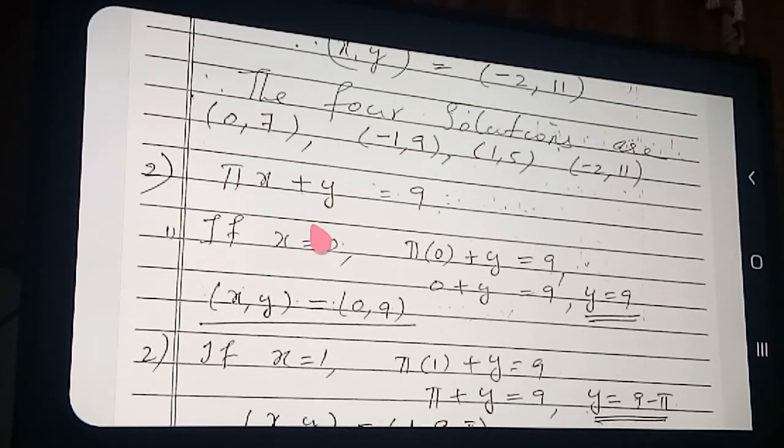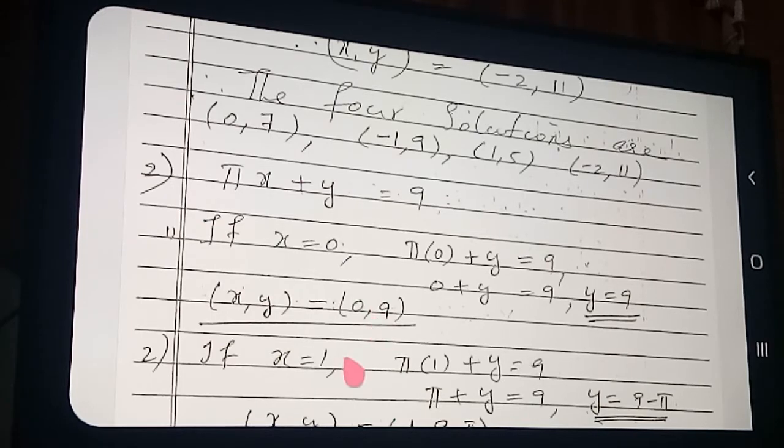For the next question the method is also the same, only pi x plus y equal to 9. After seeing pi, you don't think that this is any complicated sum. No. Same method. x equal to 0 is given. What did you get? Pi into 0 plus y is equal to 9. Pi into 0 is also 0 only. 0 into any large number, 0 only comes. So 0 plus y, how much? 9. Therefore what is the value of y? You got 9. So what is the first solution? The ordered pair (x, y) is equal to the ordered pair (0, 9).